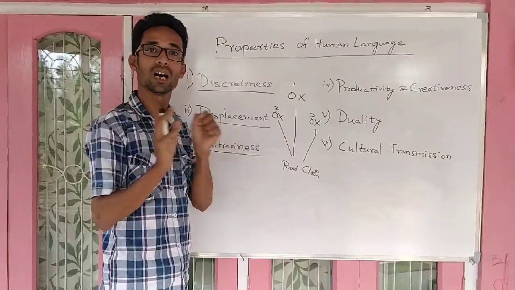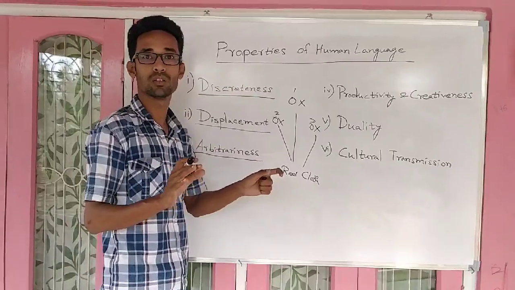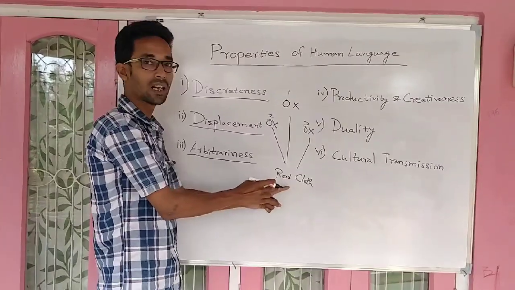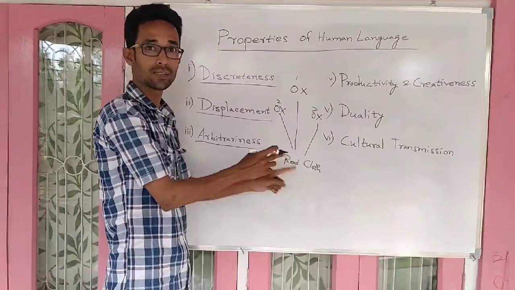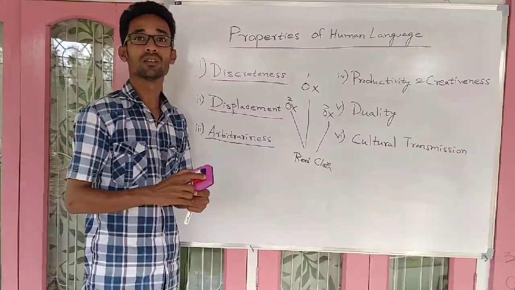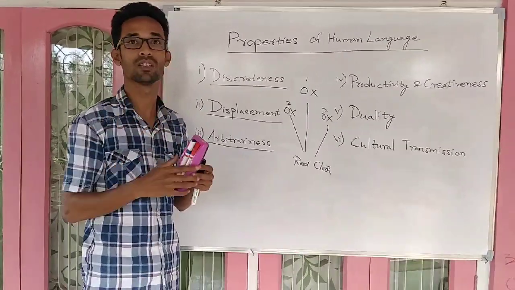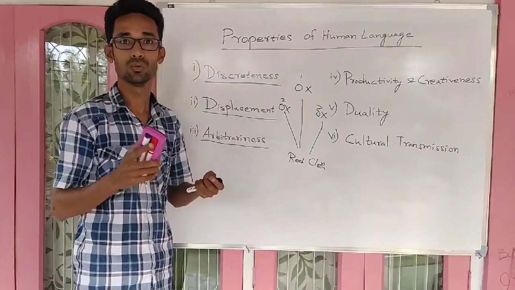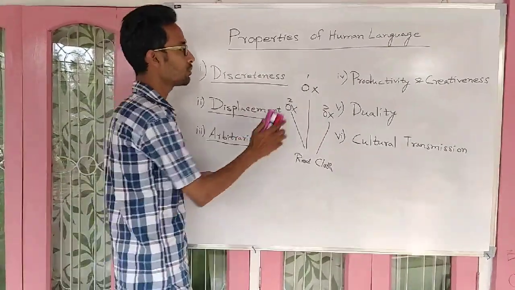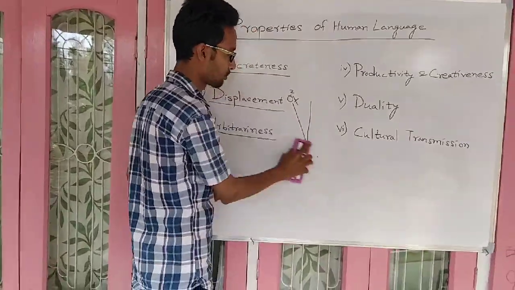They will not do any other gesture, neither of the oxen will wait for someone or do something else. They will be directly running towards the red cloth to fetch it. That means their mindset, their mentality does not offer them creativity, does not offer them the productiveness to think about something in a different way. So this is the productivity and creativity property of human language.